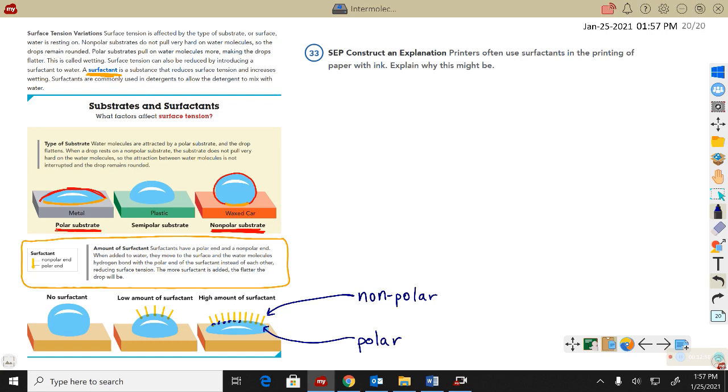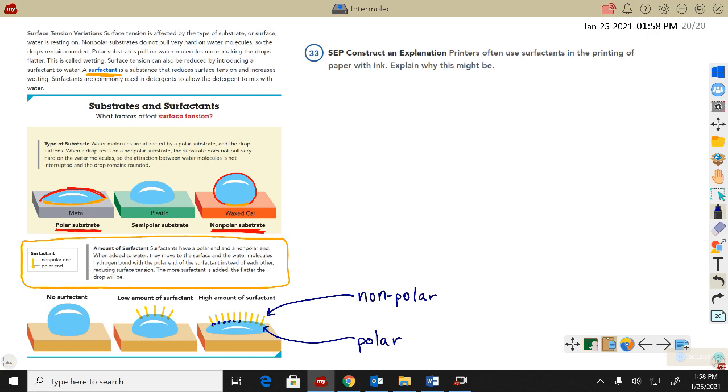Interesting. And so here in 33, they're talking about printer ink. It says printers often use surfactants in the printing of paper with ink. Explain why this might be. Well, often inks are either polar or nonpolar. It kind of depends. Your Crayola washable markers and pens would have a polar ink, because then that can just be washed with water, polar water. But a lot of your permanent inks and permanent markers are nonpolar molecules. And so nonpolar molecules are more attracted to each other. Polar molecules are more attracted to each other.